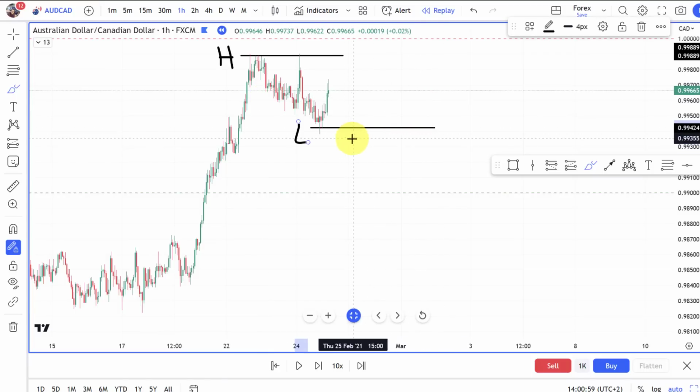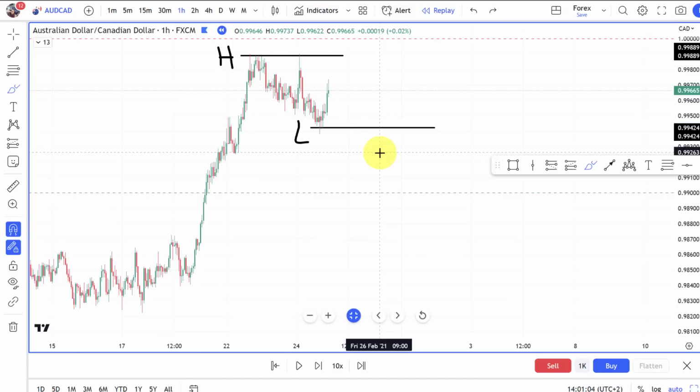So for that, we can simply come up with a trading plan of waiting for the market to clear such a level. And once we break this level, what are we doing? We are making lower lows.